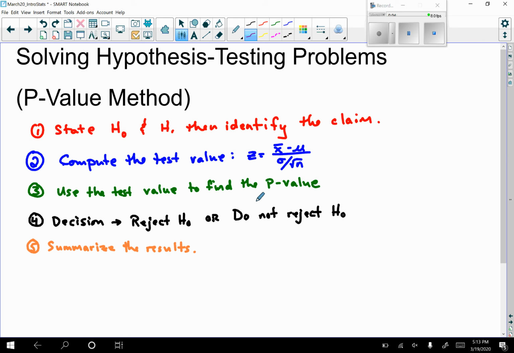Then we compare that p-value to our alpha to help us make our decision to either reject the null hypothesis or we do not reject the null hypothesis. And then we summarize the results just as we were doing in the traditional method.